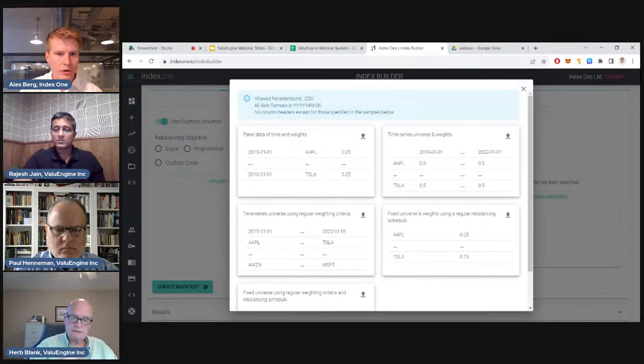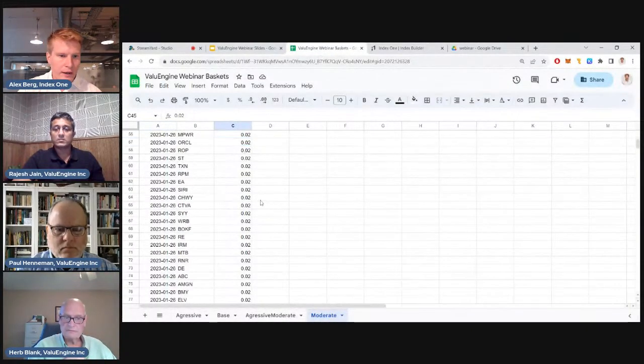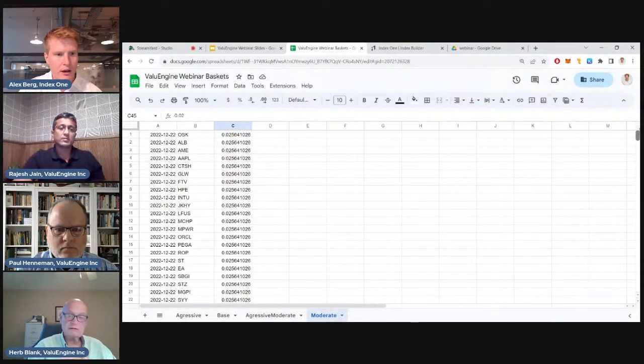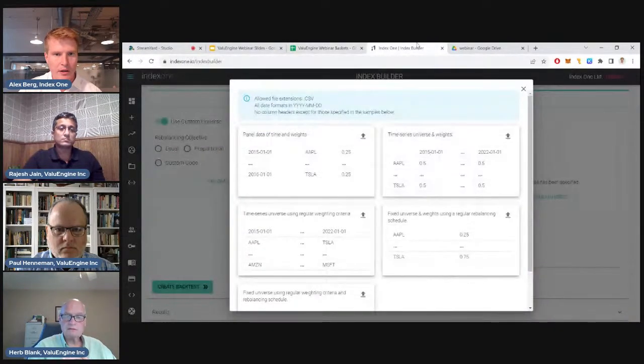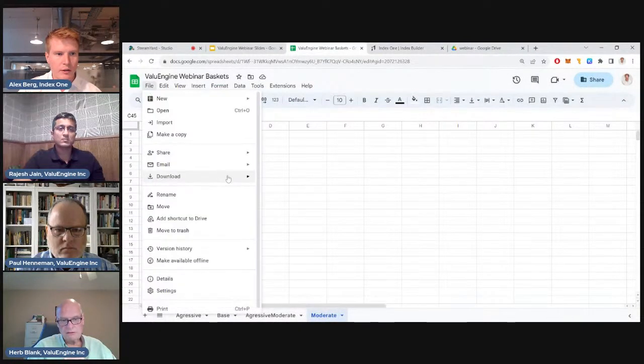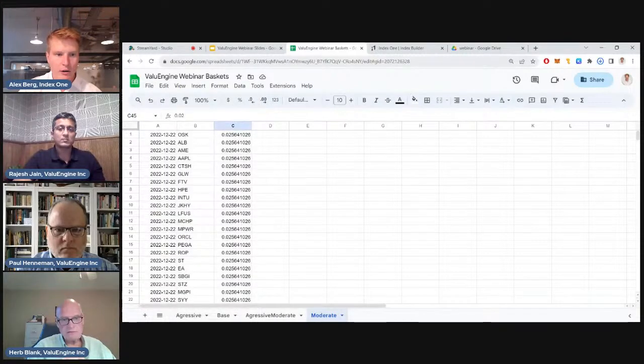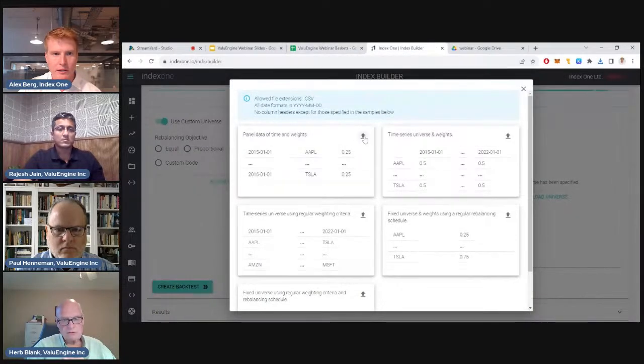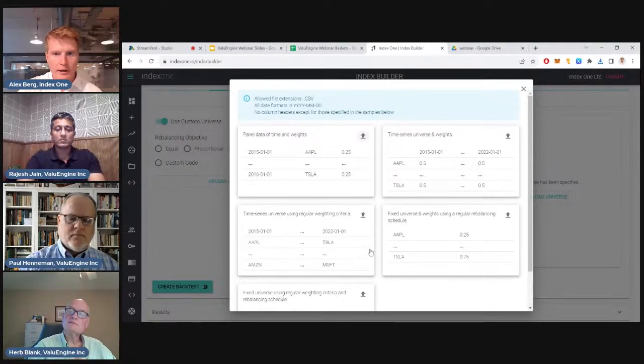So let me run through quickly what we did with ValueEngine. From ValueEngine's side, they have provided us with target holdings. The file essentially looks much like this. Anyone can create a file like this. You just have target weights for various securities at various points in time. Our system supports different types of file formats and different types of identifiers. What we're going to do is run through how we've done this. So I'm going to download this file and upload it into the Index One platform. The process goes sort of like this.